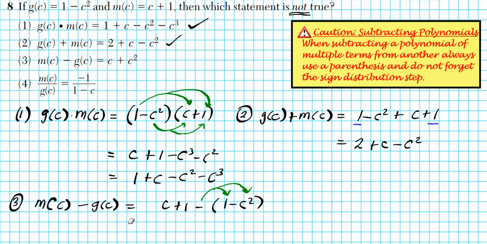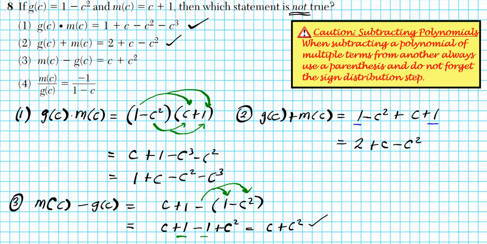All right, so let's go ahead and distribute. We have c plus 1 minus 1 plus c squared. Like terms, yes. 1 and negative 1 are constants. They're like terms. We can combine those two. They add up to 0. We're left with c plus c squared. So option 3 is true.